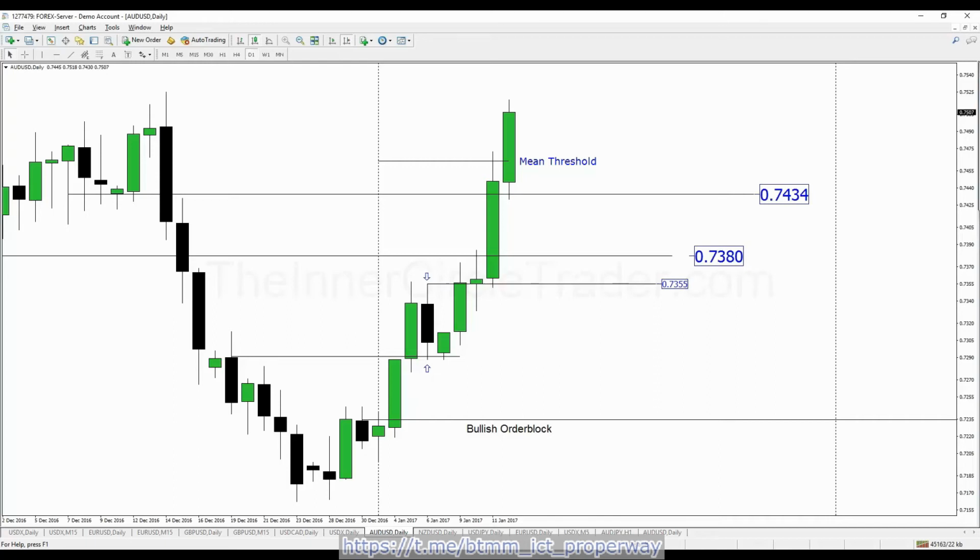How to use the data ranges tells you what you should be doing. Should you be expecting range expansion on the upside? Should you be expecting range expansion on the downside? That is directional bias. That's, are you bullish today or are you bearish today?